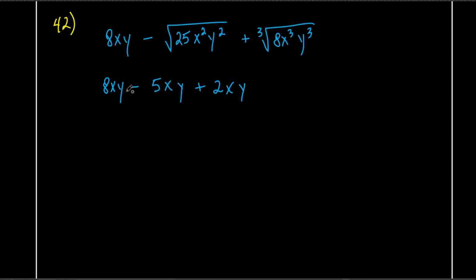So that's pretty easy. They're all the same terms, aren't they? All three of them are xy's. So basically, I'm just going 8 minus 5 is 3, plus 2 is 5. So it's just 5, what? xy. Easy as that.